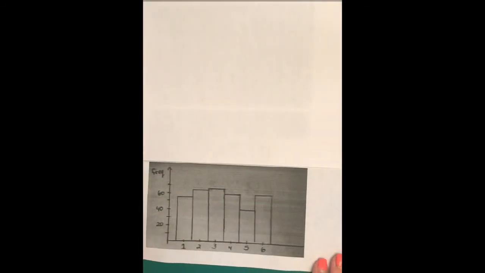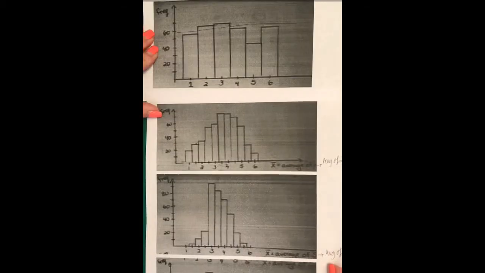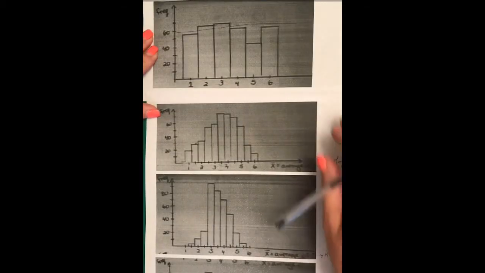So this histogram shows rolling one dice. This actually looks quite like a uniform distribution. If we just drew a line across there, it would be a uniform distribution. And this is where the number of times you roll a 1, number of times you rolled a 2, so on and so forth. And let's look at the next few.